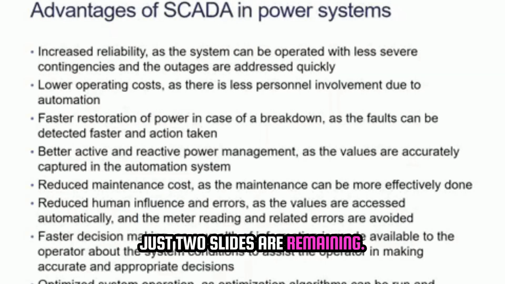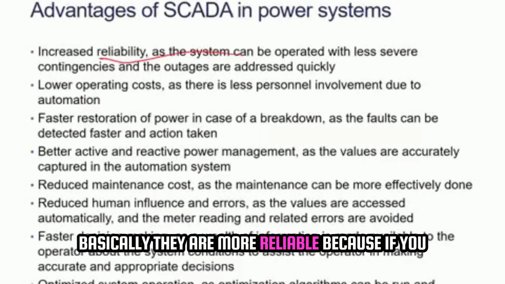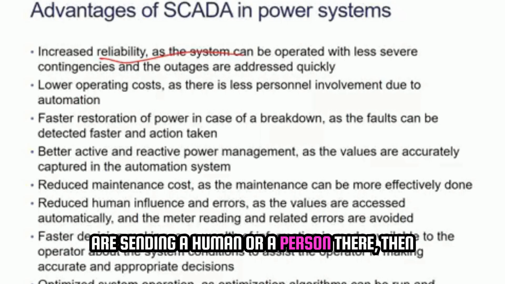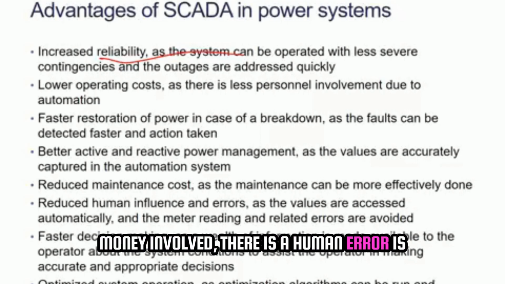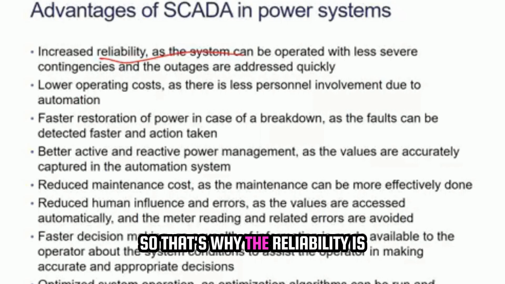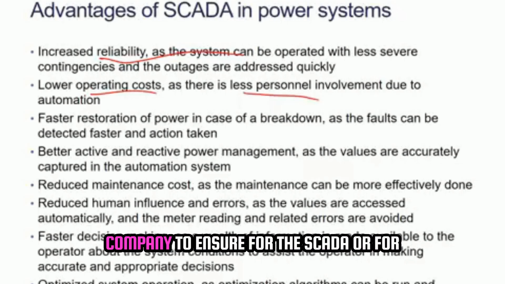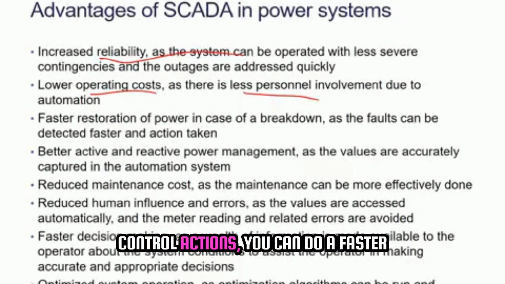Just two slides are remaining, then I'll close. The advantages of SCADA systems are, first, that they are more reliable. If you are sending a person there, then obviously there is time involved, money involved, and human error involved. A lot of issues are removed if your SCADA system is there. Although there is error in the measuring devices, that error is very small compared to human error. So the reliability is improved, and operating cost is reduced, because you need fewer people in the company for any measurement or control actions.